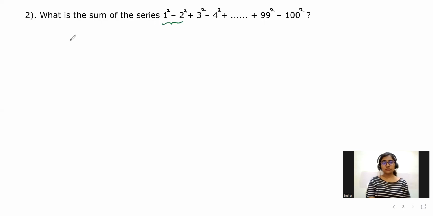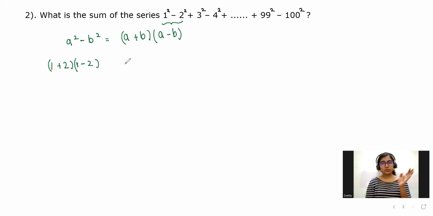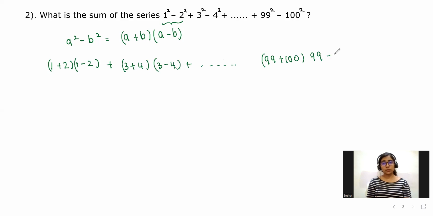Look at the first two terms. It is of the form of the identity a square minus b square, right? Which is given as (a plus b) into (a minus b). So shall we try to expand it using this identity? Okay, let's do it together. So 1 square minus 2 square could be written as (1 plus 2) into (1 minus 2). I would repeat this so on for up till 100 square. So plus (3 plus 4) into (3 minus 4). This will go on up till (99 plus 100) into (99 minus 100). What I'm doing, I'm just making use of the identity and expanding it.